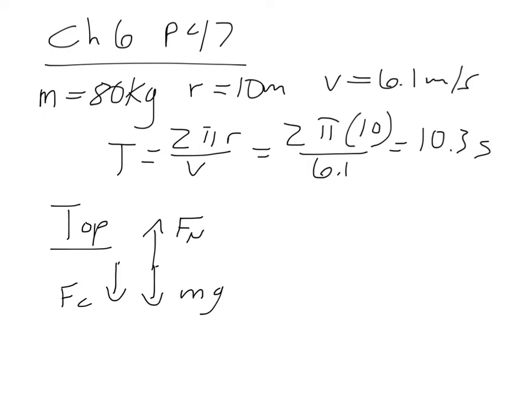This is Chapter 6, Problem 47. Here we have the dreaded Ferris wheel problem. You will have a mass of 80 kilograms going around a Ferris wheel with a radius of 10 meters and a velocity of 6.1 meters per second.